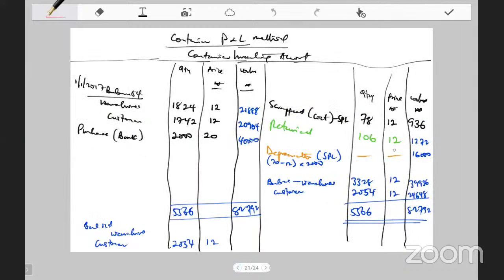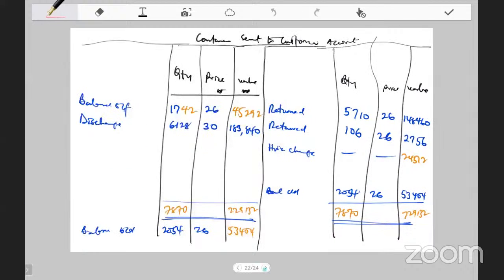Our retained, what was the value of our retained? At 12 here, 2,756.